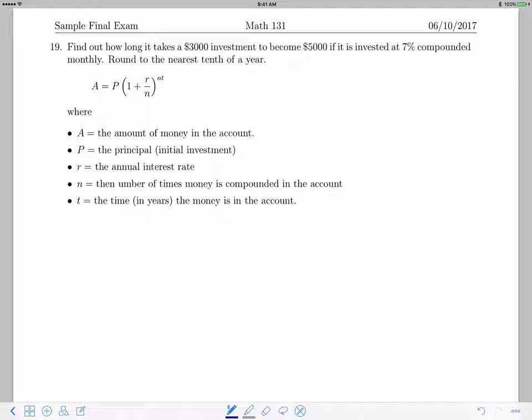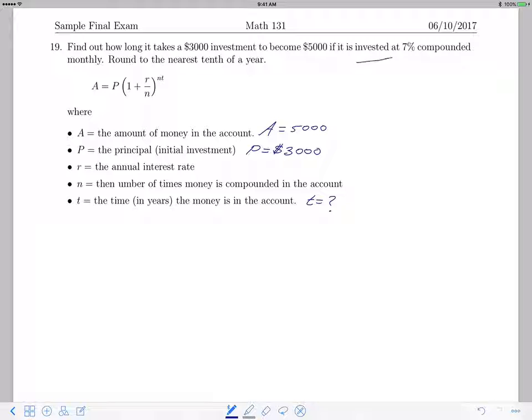So going back to this question, let's see if we can label as many of these as the information is given for. Find out how long it takes for a $3,000 investment. Okay, so that's the initial investment. So here, P is equal to $3,000. To become $5,000, so that's the money in the account after a while. So A is $5,000. And it says find out how long it takes. So t is the question. We don't know this value.